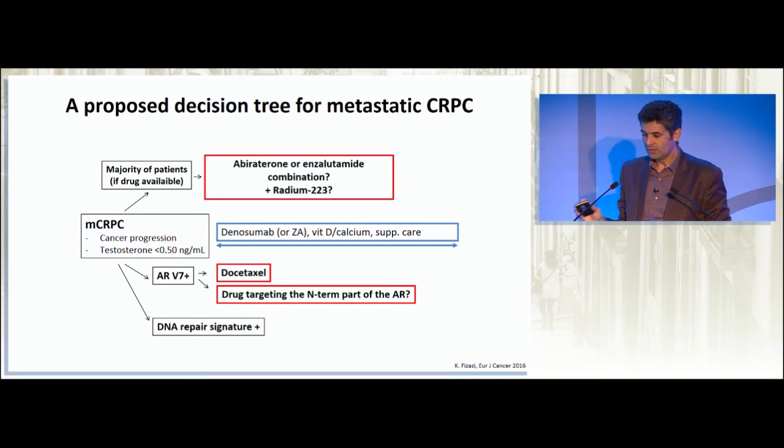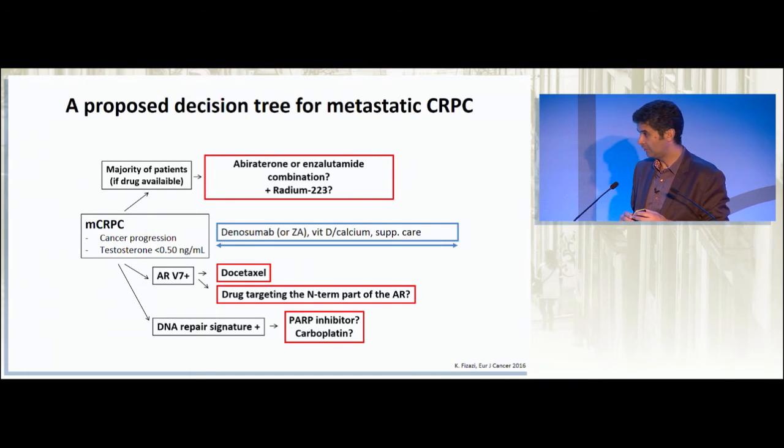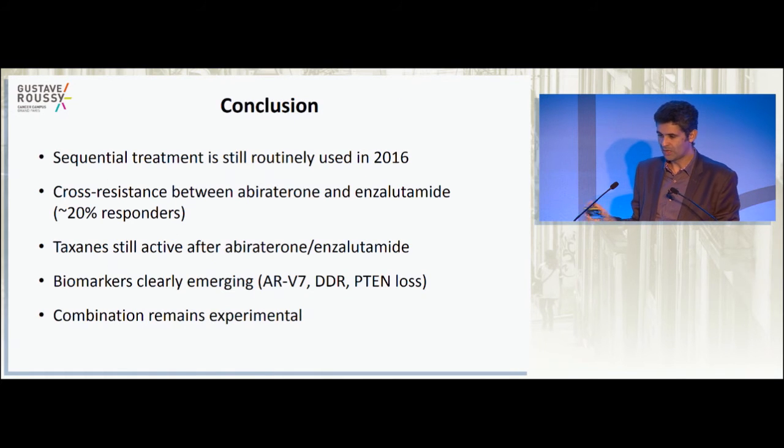So we'll see. For patients with DNA repair signatures, perhaps in the future we'll be using PARP inhibitors or just carboplatin, because carboplatin is a pretty good drug to do that and cheaper, but more toxic, to be honest. So we'll see in the future. And for PTEN loss, we need to know whether AKT targeting makes sense or not, based on the randomized data I just showed you. So in conclusion, sequential treatment is still routinely used in 2016.